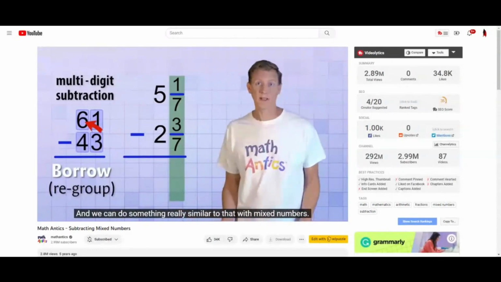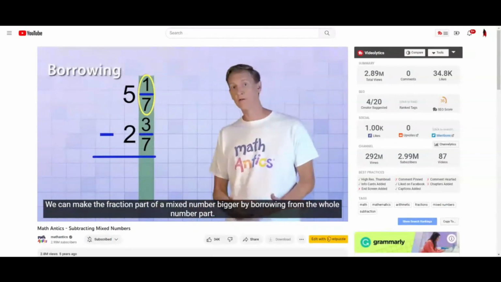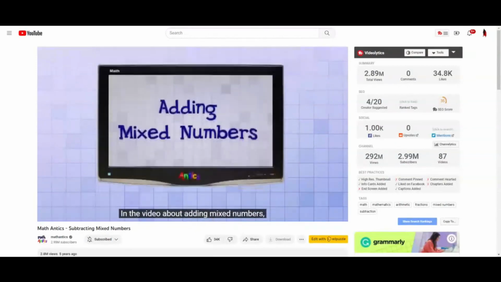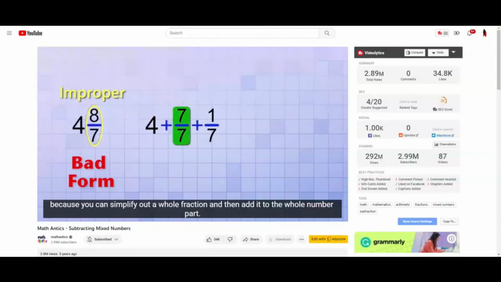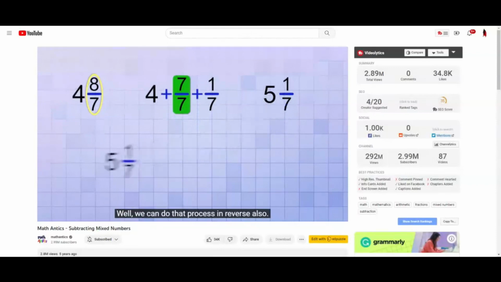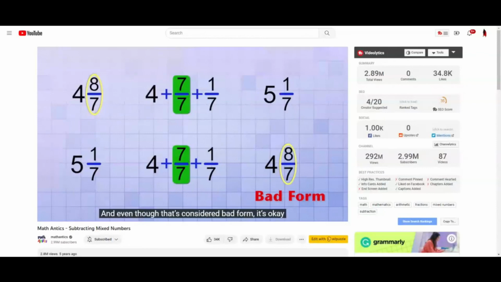And we can do something really similar to that with mixed numbers. We can make the fraction part of a mixed number bigger by borrowing from the whole number part. In the video about adding mixed numbers, we learned that a mixed number with a fraction part that's improper is bad form, because you can simplify out a whole fraction and then add it to the whole number part. Well, we can do that process in reverse also. We can subtract out 1 as a whole fraction from the whole number part and add it to the fraction part to get an improper fraction. And even though that's considered bad form, it's okay because it's not our final answer. And it helps us subtract the fraction column without getting a negative fraction.